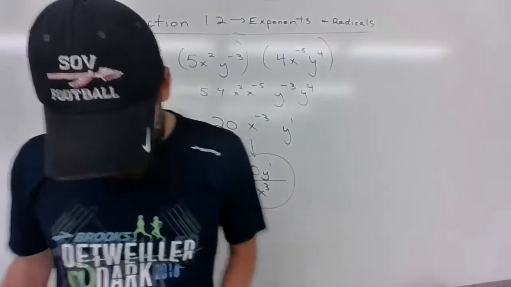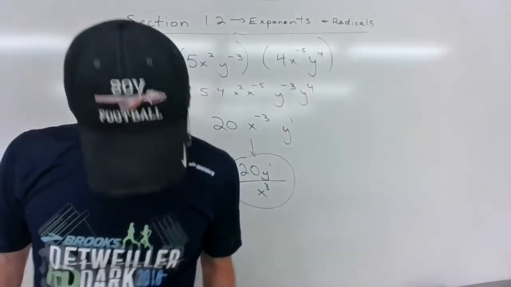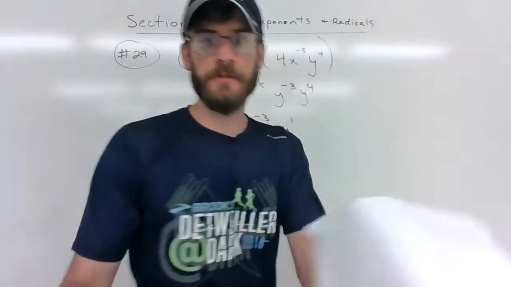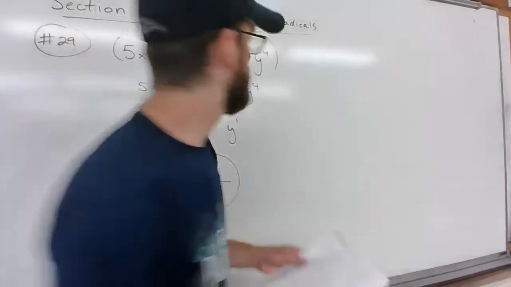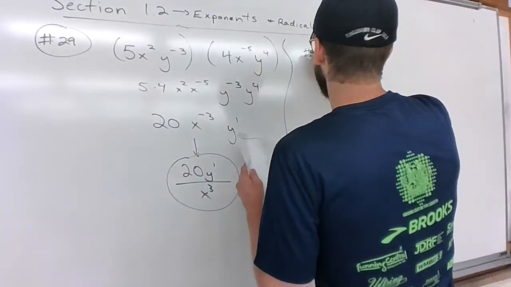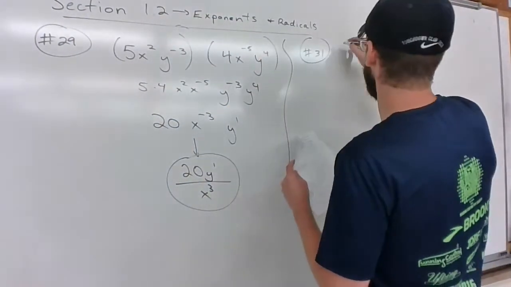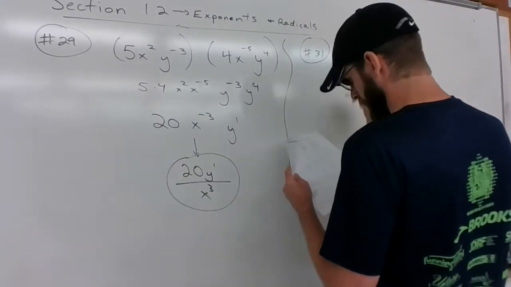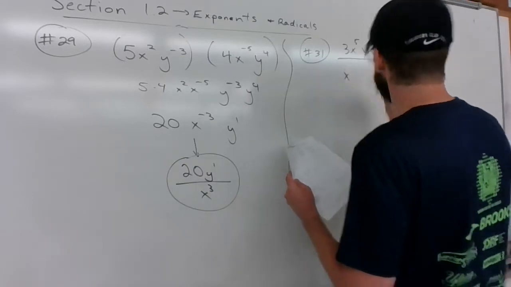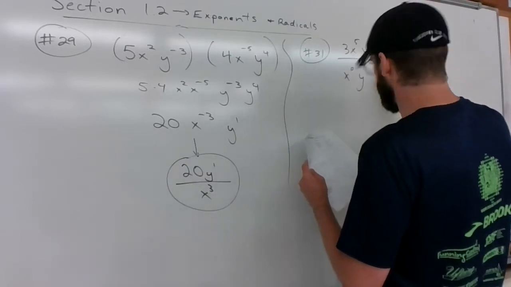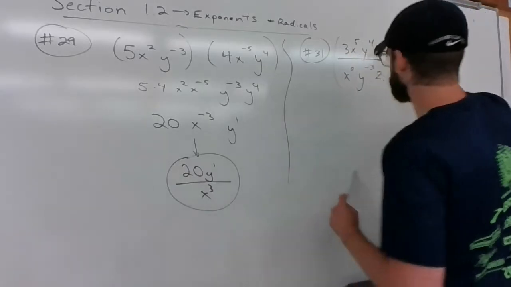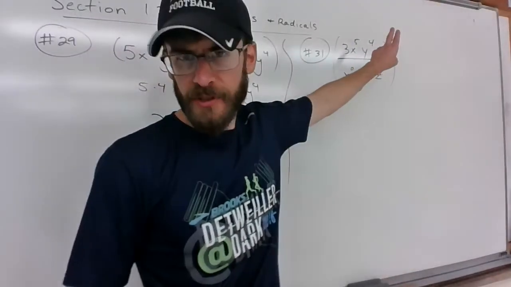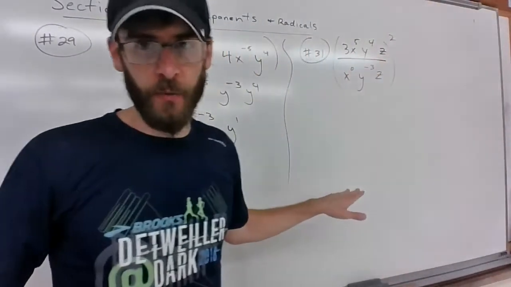All right, 31. Let's see, what do we got there? Oh, we're incorporating fractions at the beginning now. So let's do this. Number 31 starts out with 3x to the 5th, y to the 4th, z over x to the 0, y to the negative 3 and z, the whole thing squared. There's a couple different ways you can approach this. You can say, let's put that 2 to all the parts right away.